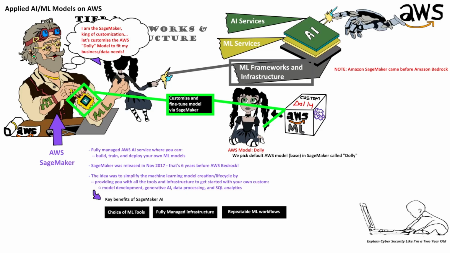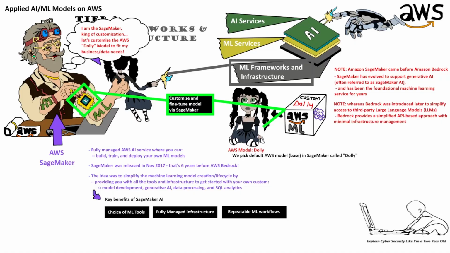Now, you may be wondering, what's the difference between Amazon SageMaker and Amazon Bedrock? Well, SageMaker came significantly before Bedrock, and SageMaker has since evolved to support generative AI capabilities, known as SageMaker AI. Whereas Amazon Bedrock is a newer platform which was introduced for generative AI and provides a more simplified AI approach and serverless computing compared to Amazon SageMaker.